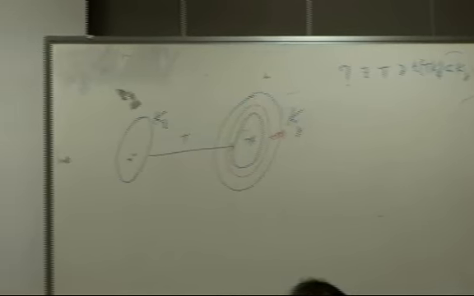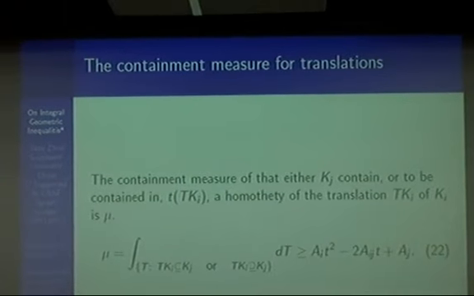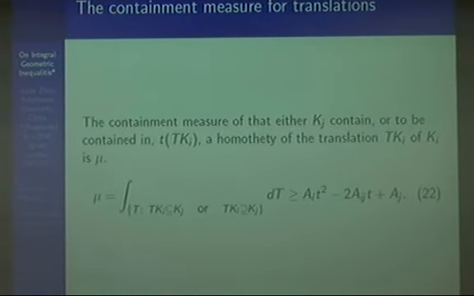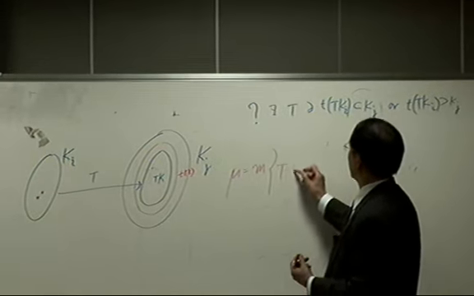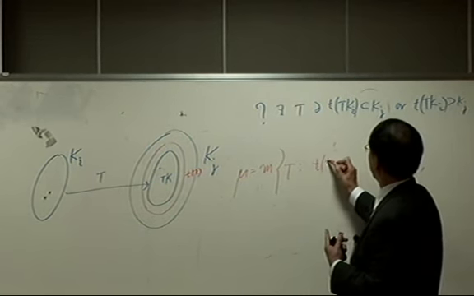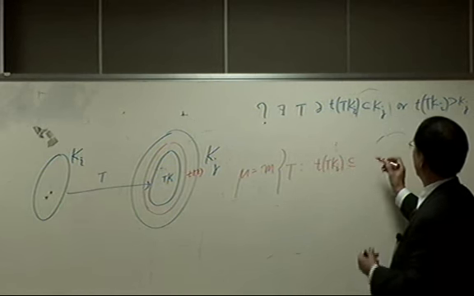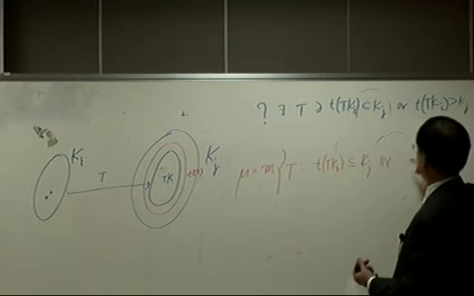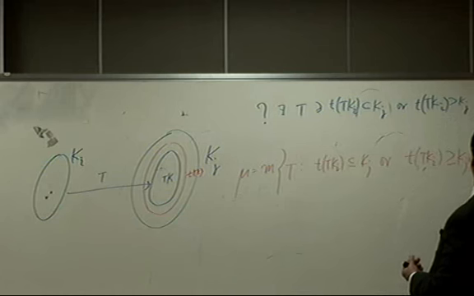T is well defined. In integral geometry, there is a Haar measure for the group, the rotational group, rigid motion, and the translation is well defined. So we're trying to find mu, the measure of those T such that T Ki is contained in Kj, or T Ki contains Kj.